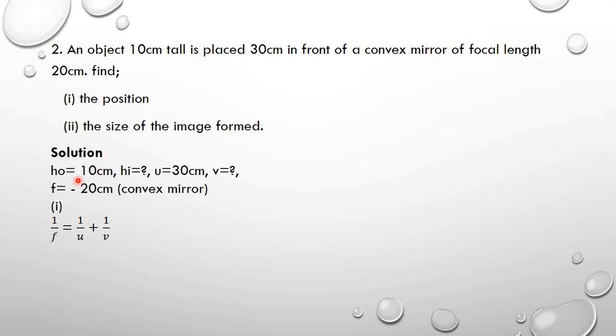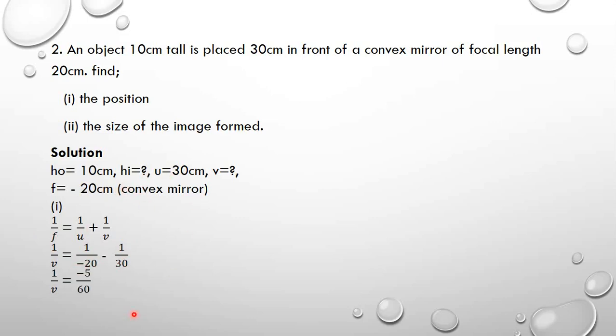We shall make V the subject, because it is the position of the image. So it will have 1 over V is equal to 1 over F minus 1 over U, which is going to be equal to 1 over negative 20 minus 1 over 30, which is the U. F is negative because it is convex.